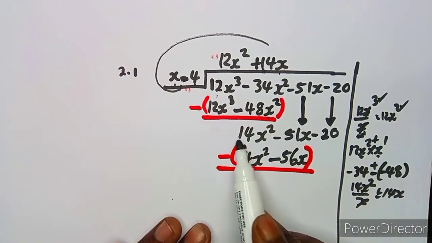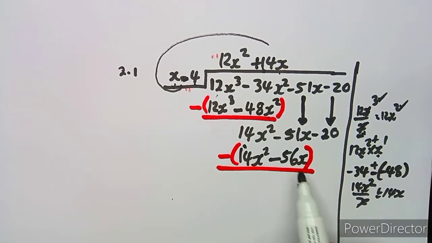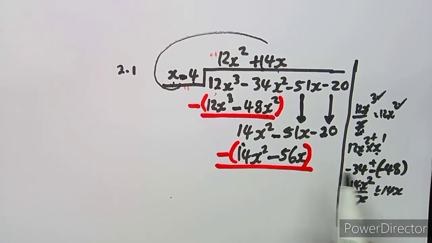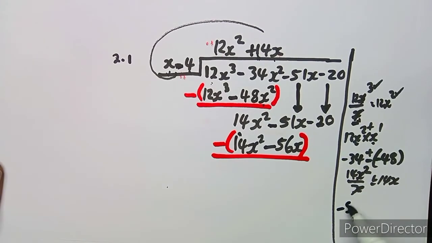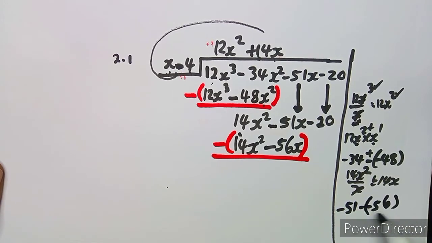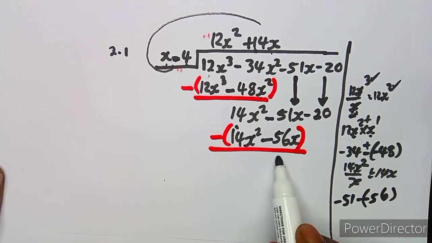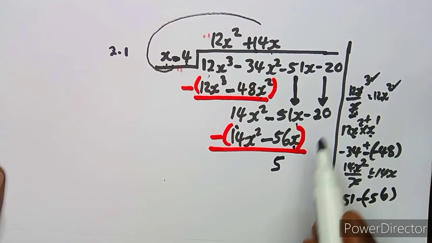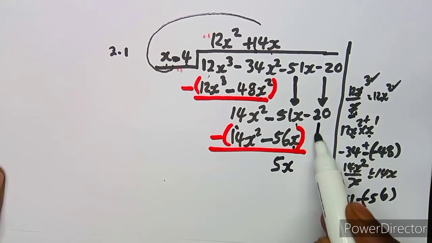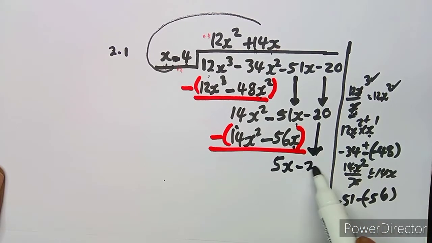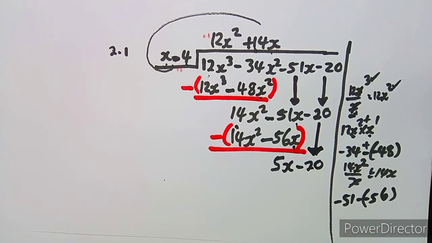So as you can see, guys, 14 and 14, that's a 0 there. So we have got negative 51, negative 56. So from your calculator, this is going to give you 5. So you're going to have 5x. Then we drop this last term, which is negative 20. All right. So divide again back.